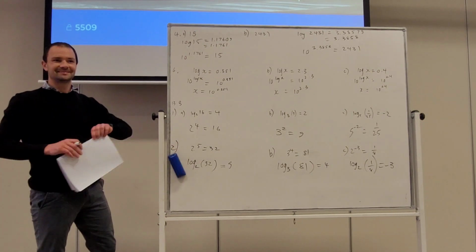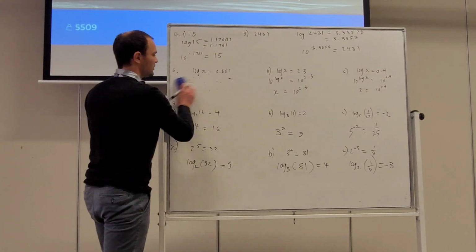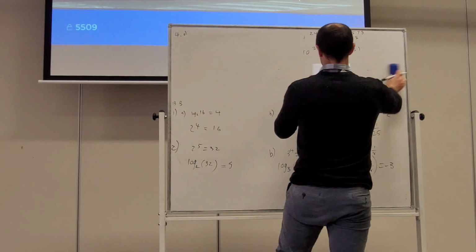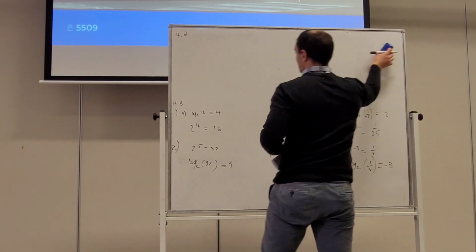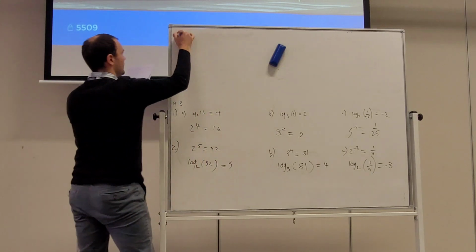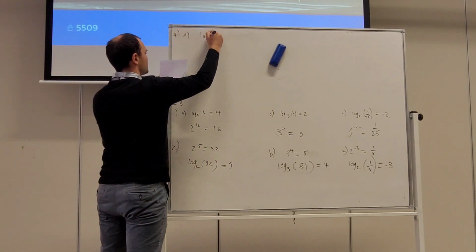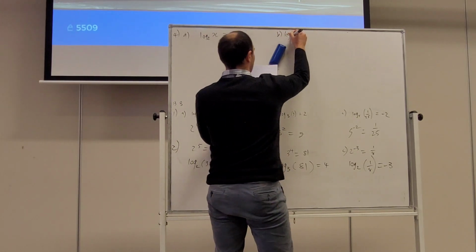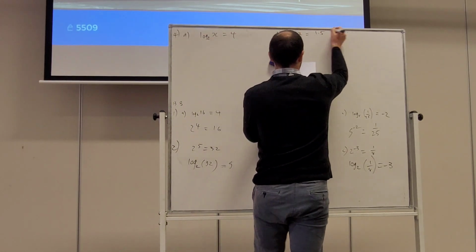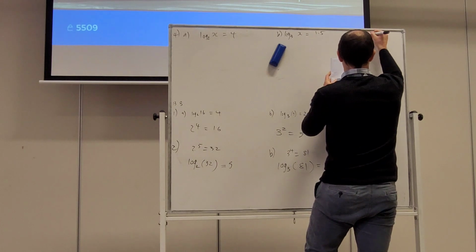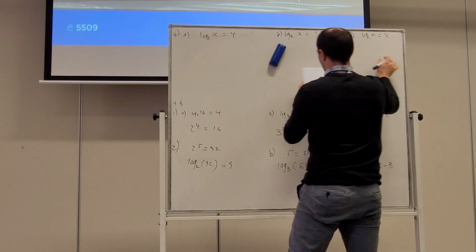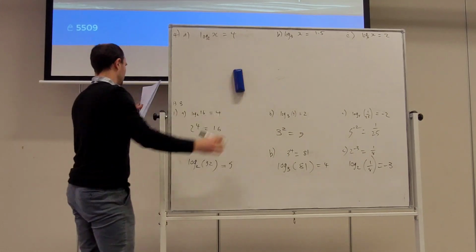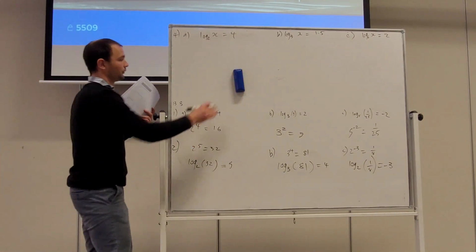Okay? All right, so I'll clear this. So the last one there, question 4. 4a: log in base 2 of x equals 4. B: log in base 3 of x equals 1.5. C: log in base 6 of x equals 2. And then that's just a recollection of what we've been doing here. I'll do them.